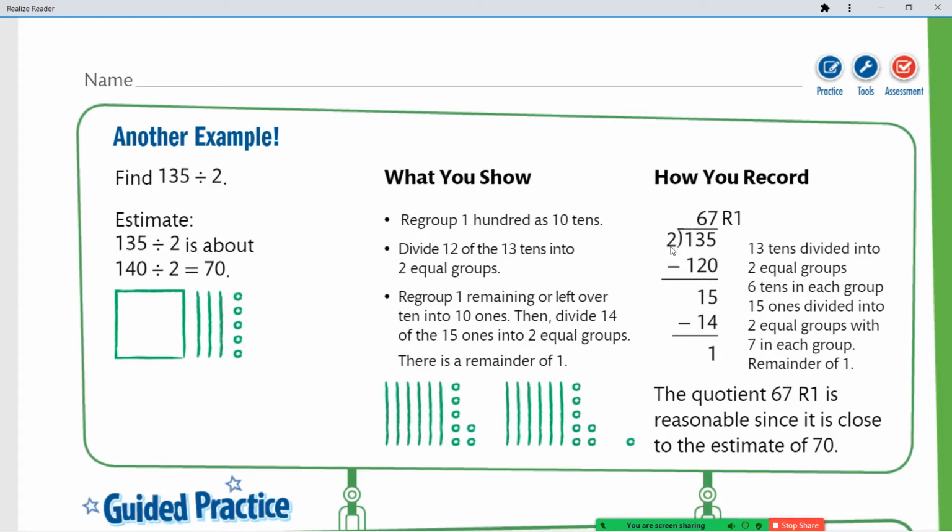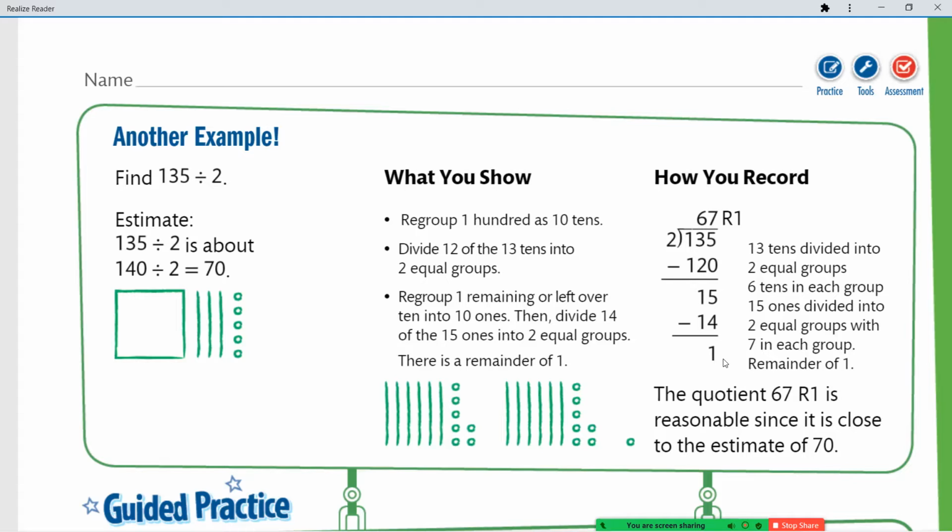Now I have to think, how many groups of 2 are there in 15? Well, I know 7 groups of 2 is 14. 8 groups of 2 is 16. I can't go up to 16 because that's too high. So I'm going to use 7. So 2 times 7, which is just 2 times 7 in the ones place, so that's written over the ones place, gives me 14. So I'll subtract off the 14 and I'll have a remainder of 1.